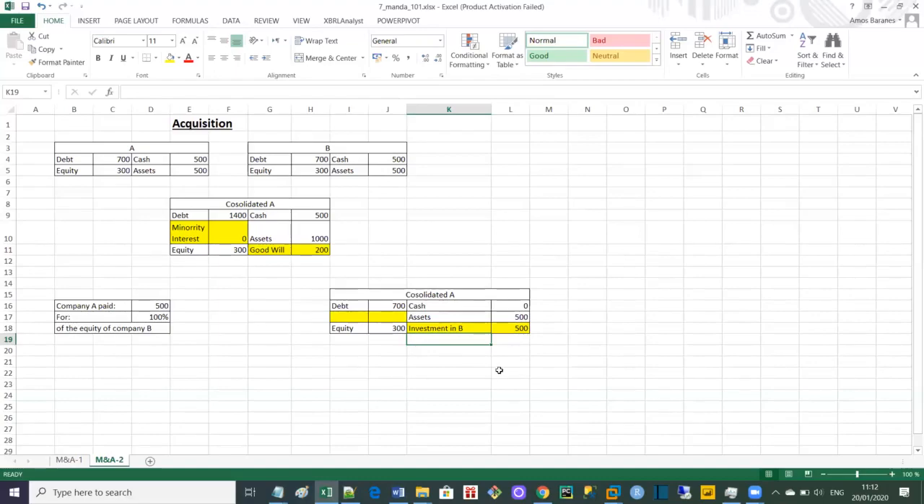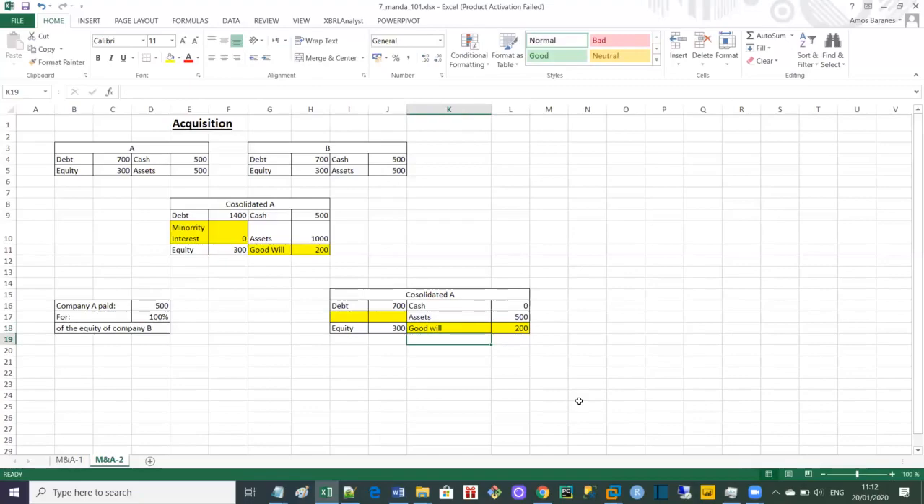By consolidating company A and reflecting the fact that company A is controlling company B, we have to do a very similar exercise as we did before. We're going to remove this 500 and reflect what this 500 reflects. First, it reflects goodwill, the extra that we paid. That will be the 200.